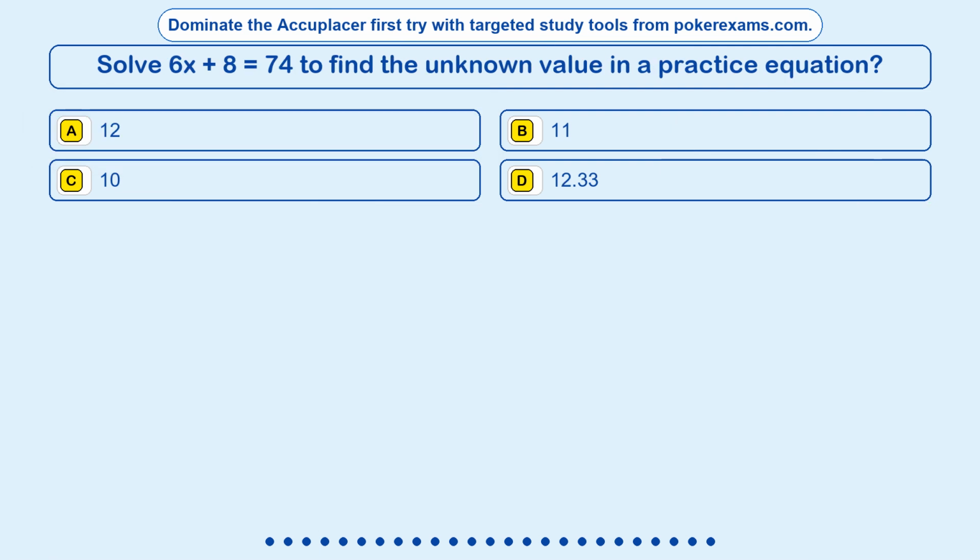Question 7. Solve 6x plus 8 equals 74 to find the unknown value in a practice equation. Option A, 12. Option B, 11. Option C, 10. Option D, 12.33.